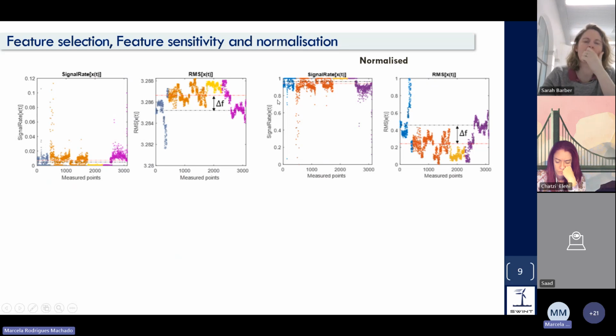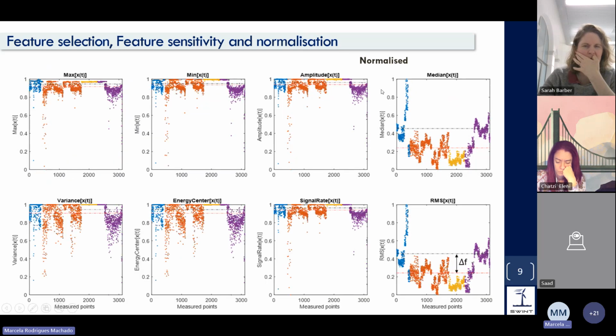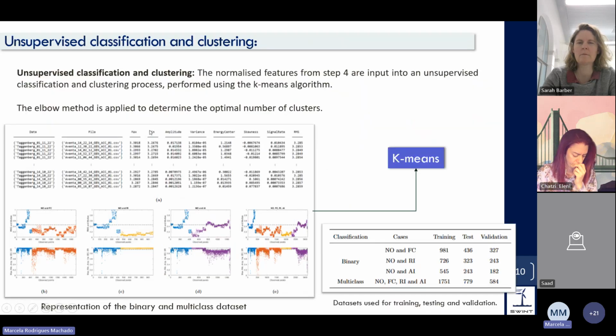So we normalize all the features that we can see here, and indeed we could scale this difference between the operations. Among the 14 test feature methodologies we used, 8 were the most sensitive to the damage, and as you see here, we could normalize all of them, and they have the same scaling, so it would help in the classification. And that's how we build up our data sets.